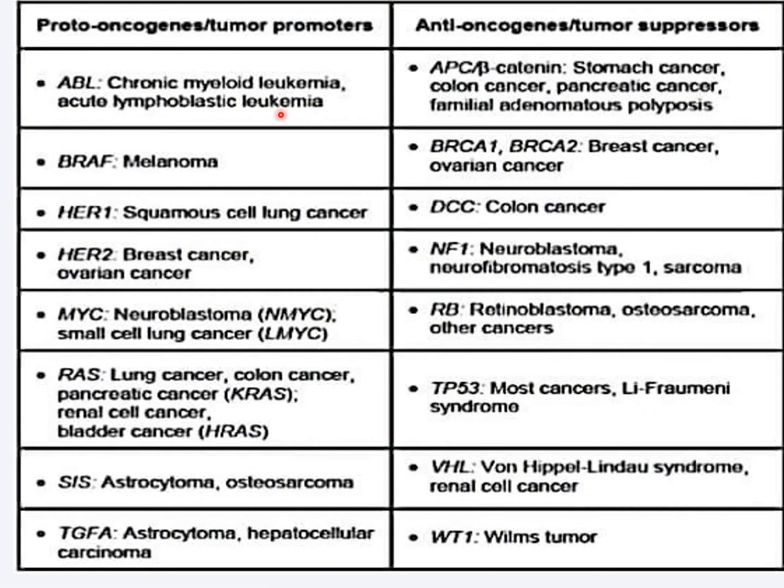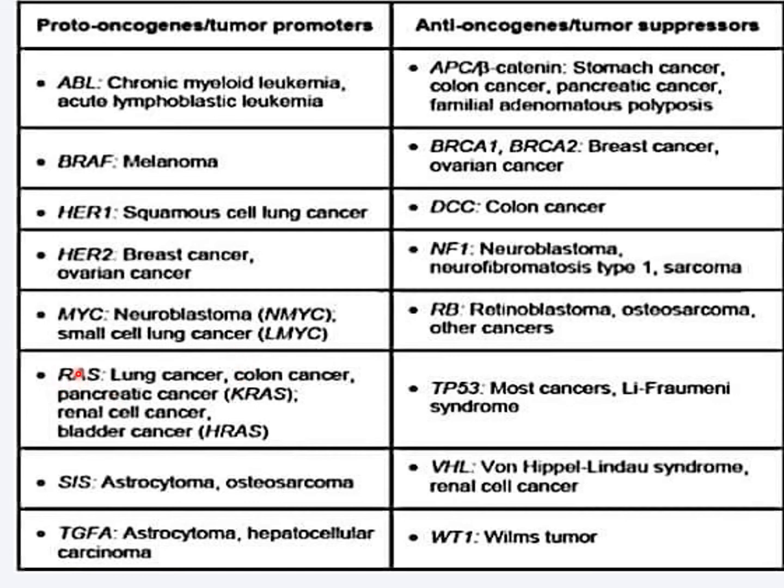Now let us go over the most important oncogenes, as you see here in the first column, and tumor suppressor genes in the other column. First of all we have the ABL gene, which is found in chronic myeloid leukemia and another type of hematological leukemia called lymphoblastic leukemia. Also we have BRAF, which is found in melanoma. HER1 is found in squamous cell carcinoma of the lung. HER2 is found in breast carcinoma and ovarian cancer. We have MYC, which is found in neuroblastoma and small cell lung cancer.